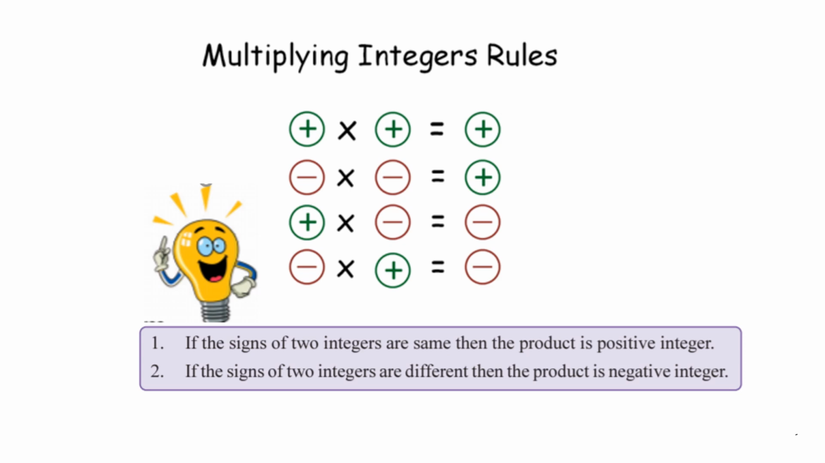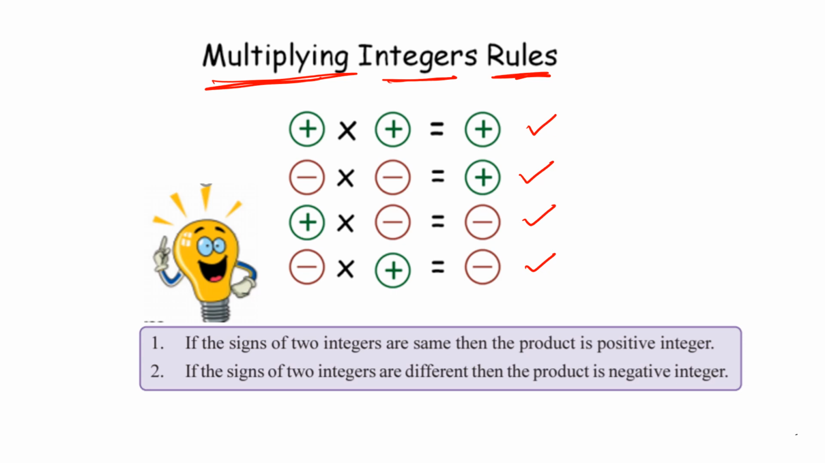So, multiplying integers rules. When we do multiplication of integers, first we should remember these rules. Look at that. Plus into plus equals plus. Minus into minus equals plus. Plus into minus equals minus. Minus into plus equals minus.